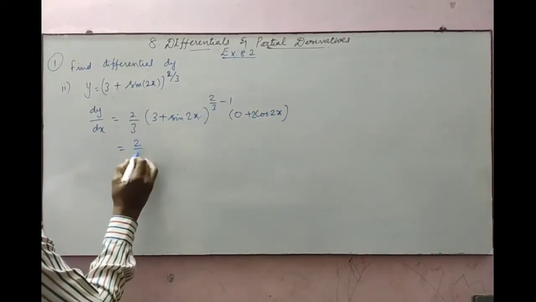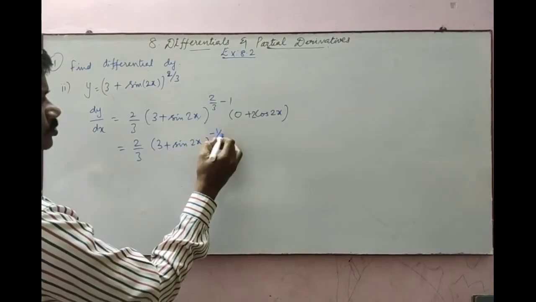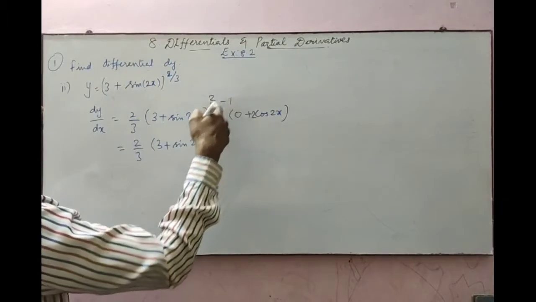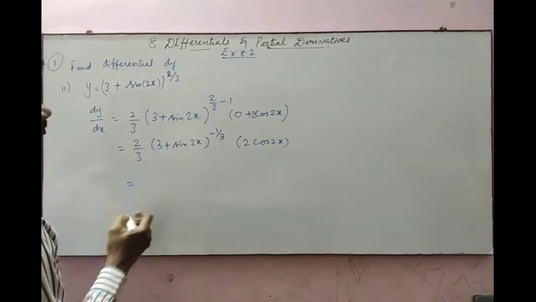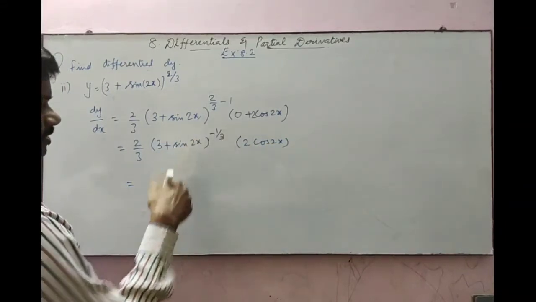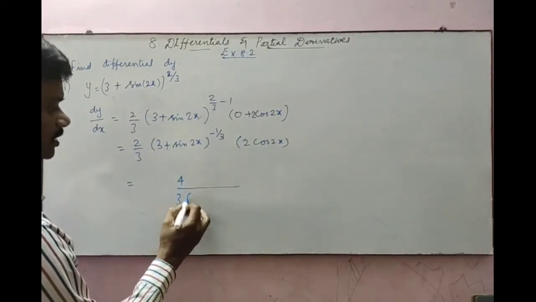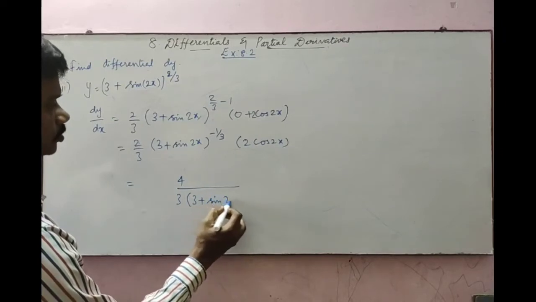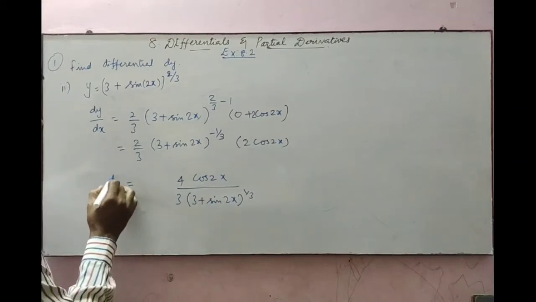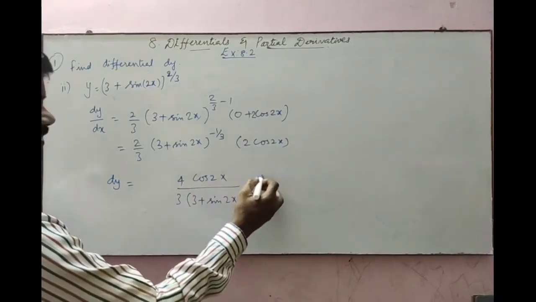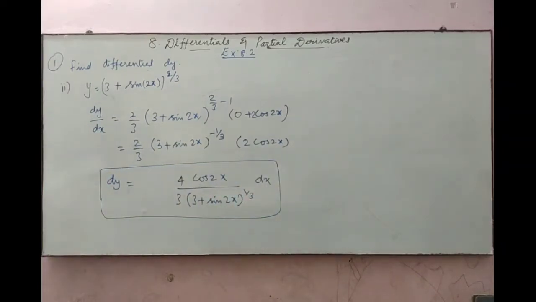So if you simplify this, you will get 2 by 3 times (3 plus sin 2x) whole power 2 by 3 minus 1, that is minus 1 by 3, into 2 cos 2x. Since the power is negative, you bring this to the denominator. So the numerator is 2 into 2, 4. 4 by 3 times (3 plus sin 2x) whole power 1 by 3 into cos 2x. So this is dy by dx. If you take this dx to the right side, it becomes the differential dy.